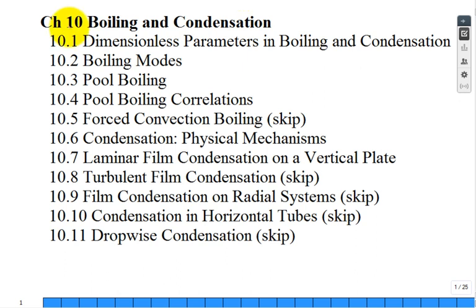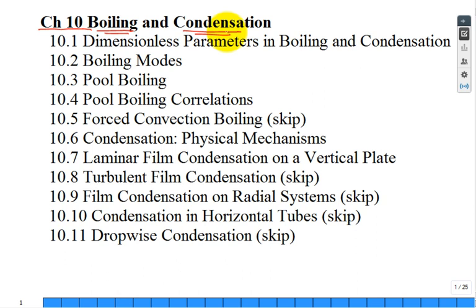So we're in chapter 10. It's on boiling and condensation. These are very important mechanisms for the transfer of heat. How many people have benefited from air conditioning systems? Yeah, everybody. And they have an evaporator.